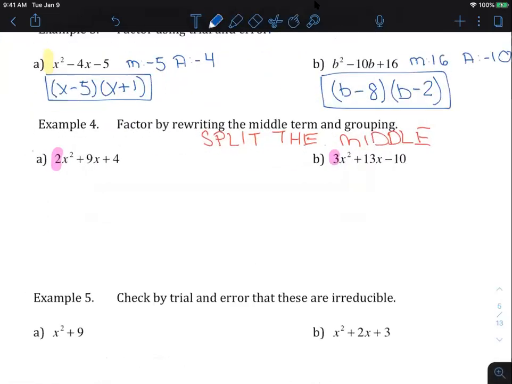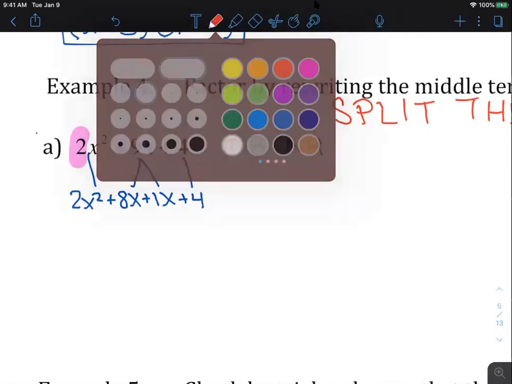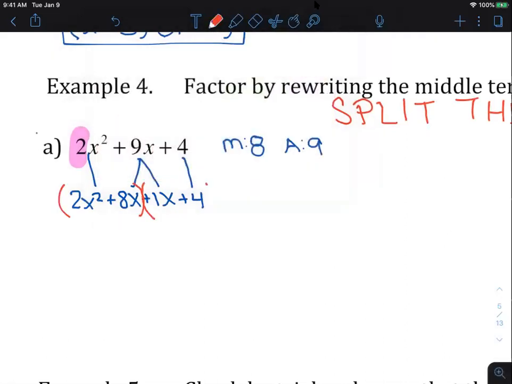So if we take a look at the first one, part A, we're going to do 2 numbers that multiply to 4 times 2 is 8 and adds to 9. So pretty easy, 8 and 1. Literally notice how I'm splitting the middle up into 2 numbers, 8x and +1x. You still bring down the last term and you bring down the first term. Then I'm going to go ahead and group the first 2 terms, and I'm going to group the last 2 terms. So the first 2 has a GCF of 2x, and I'm left with x plus 4. The other one I can pull out only a 1, which leaves me with an x plus 4.